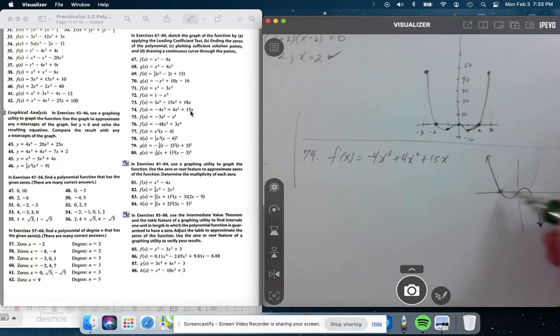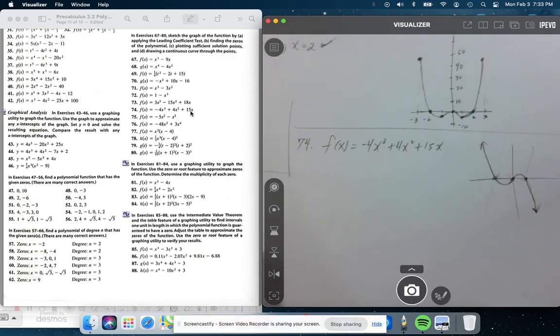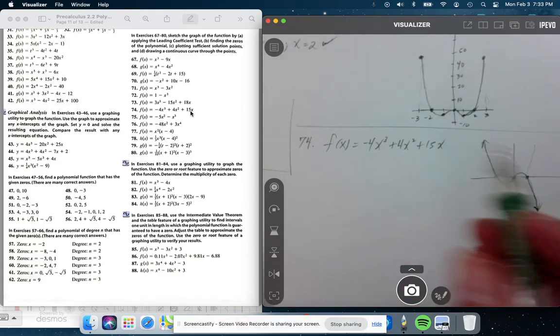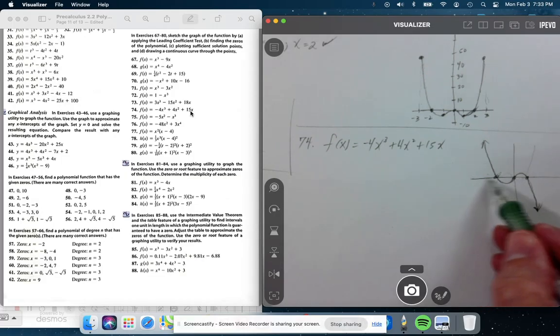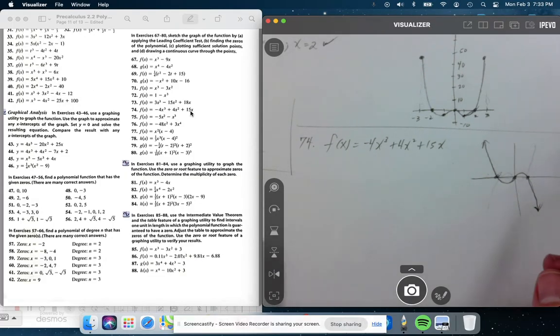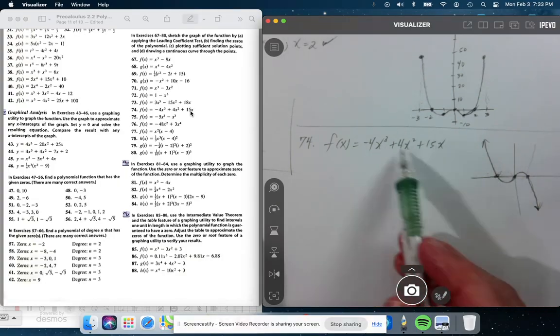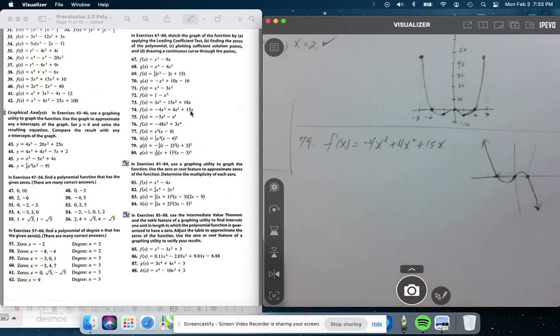I expect it to have 1, 2, as many as 3 zeros. Now, it doesn't have to have 3 zeros. It may only have like 1 zero, but it probably will have 3. When I say 1 zero, I mean one real zero. It's possible it only crosses the x-axis once. But I know it crosses at 0 right out of the gate because every term has an x. So if x is 0, this whole thing goes to 0. So I know that one's right. So that's for sure.